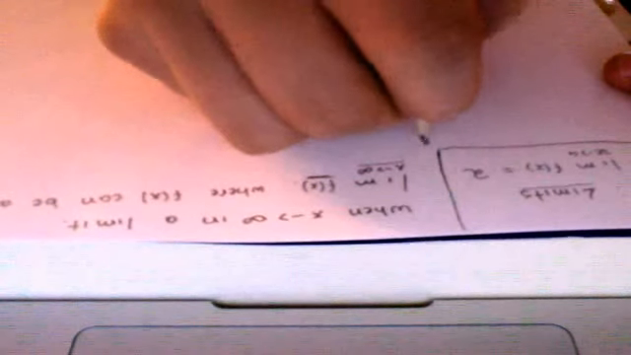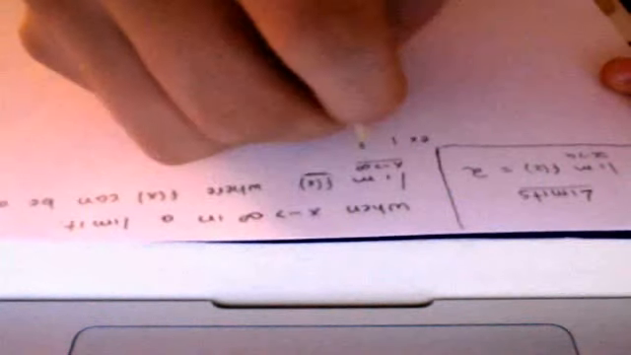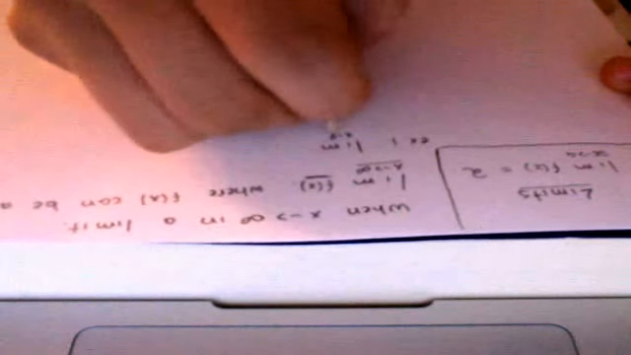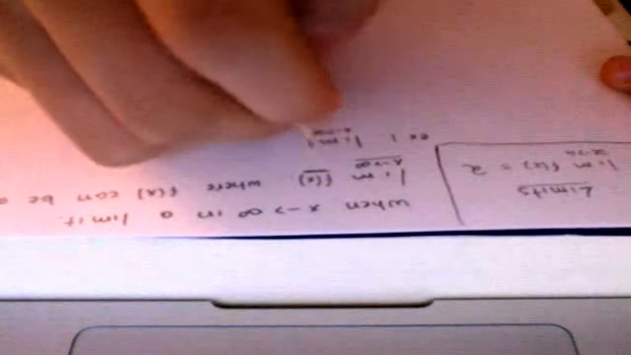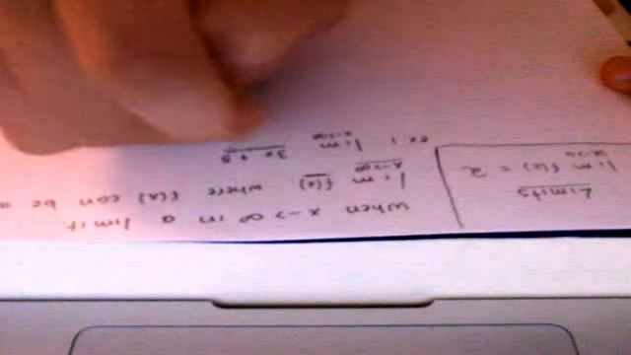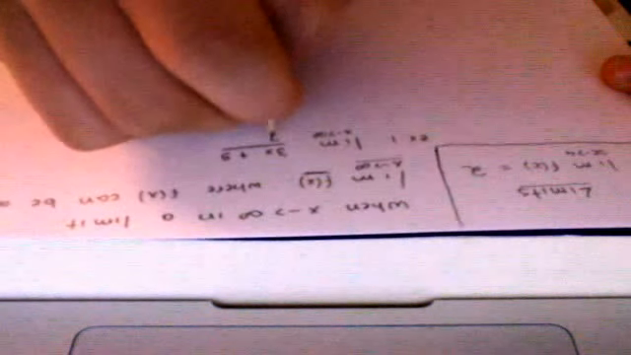Example 1: limit as x approaches infinity of 3x plus 5 over 7x minus 2. So I'm saying x approaching infinity, 3x plus 5 over 7x minus 2. We first of all have to take away the x, this value.